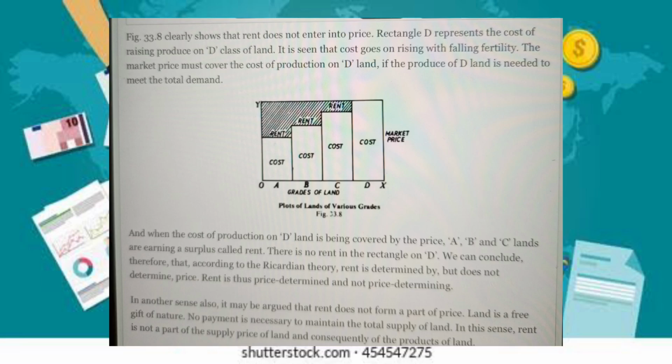In another sense also, it may be argued that rent does not form a part of price. Land is a free gift of nature. No payment is necessary to maintain the total supply of land. In this sense, rent is not a part of the supply price of land, and consequently of the producers of land.